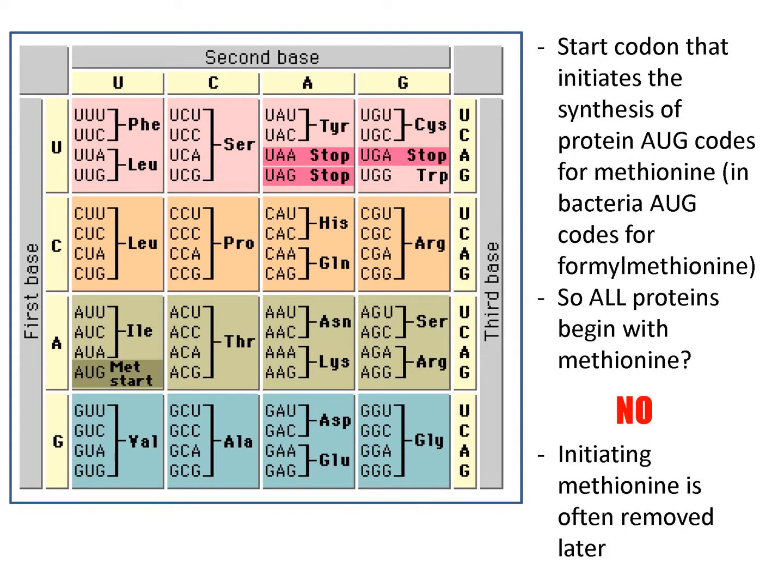The codon AUG codes for the amino acid methionine. Also, this functions as the start codon. So the start codon initiates the synthesis, AUG, code for methionine. So it also initiates the protein synthesis. So do all proteins begin with methionine? The answer is no. The initiating methionine is often removed later during the protein synthesis.